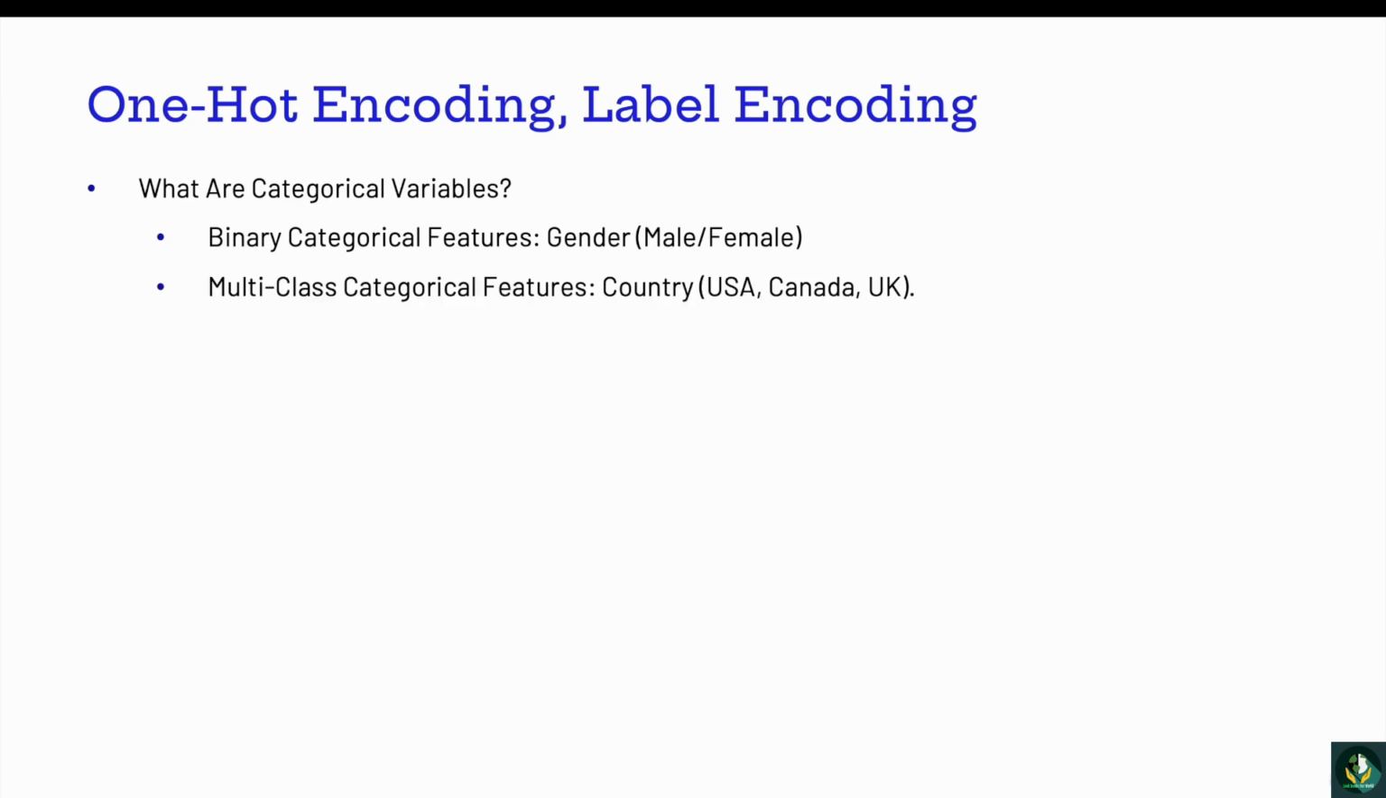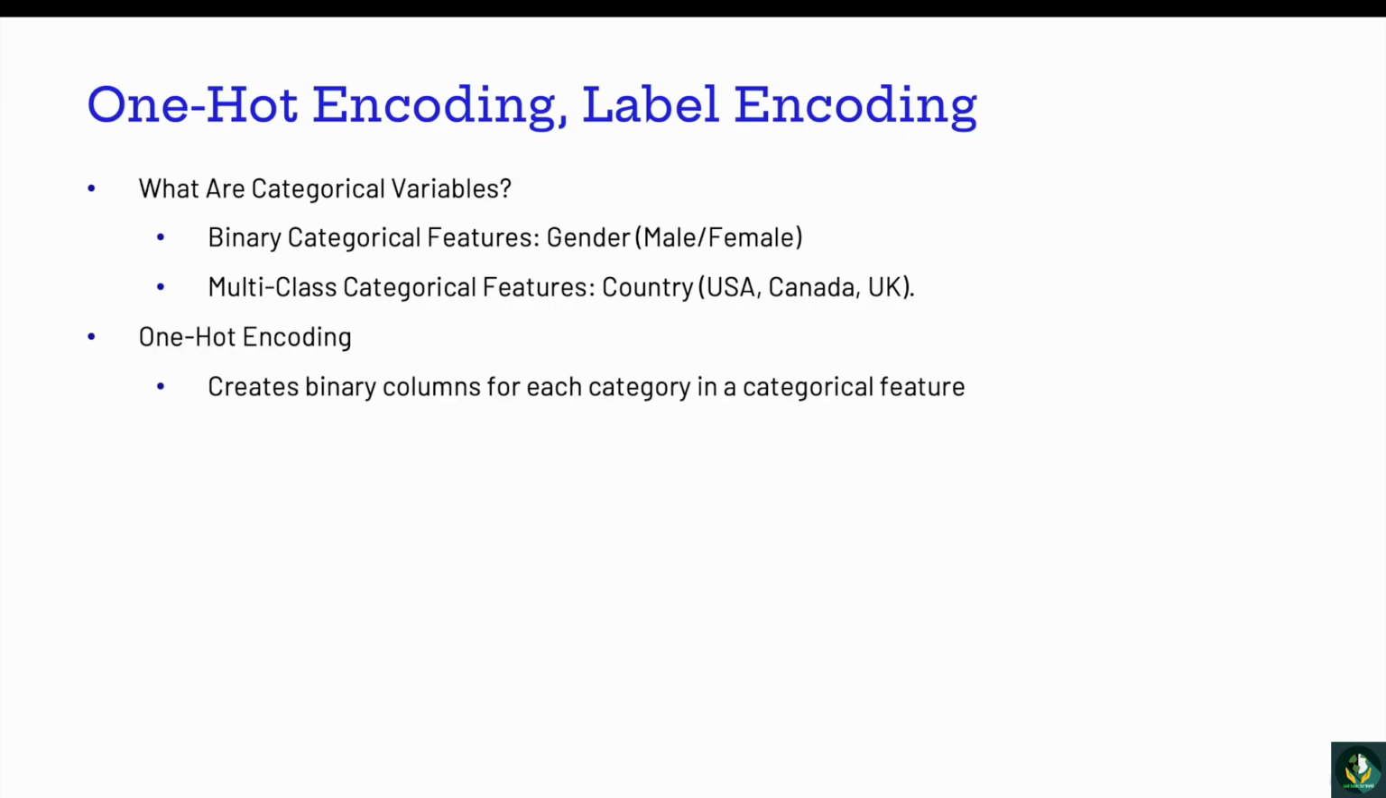And we have multi-class categorical features, for example, country can be USA, Canada, UK, and others. Since machine learning algorithms require numerical inputs, categorical variables must be transformed into numerical representations. So one option is one-hot encoding. One-hot encoding creates binary columns for each category in a categorical feature.